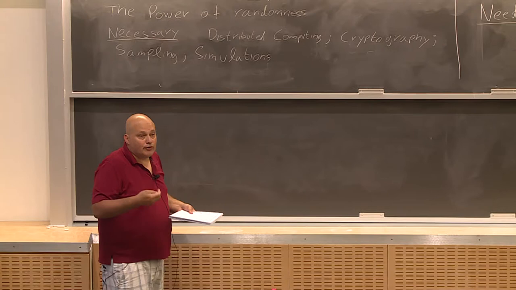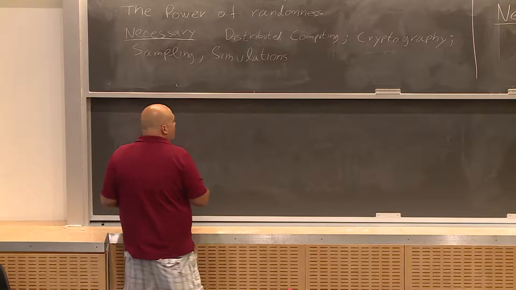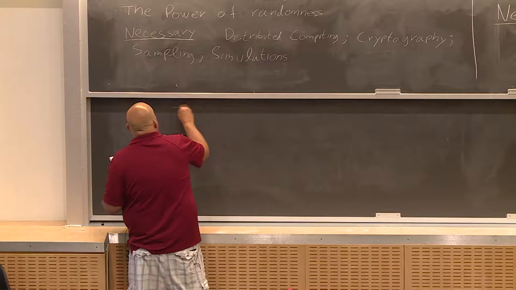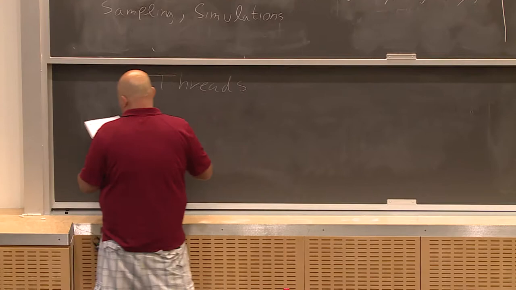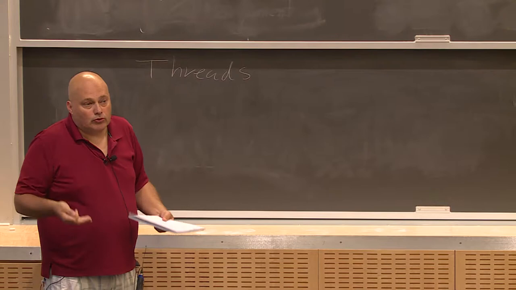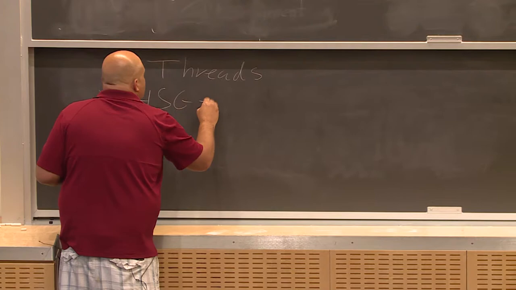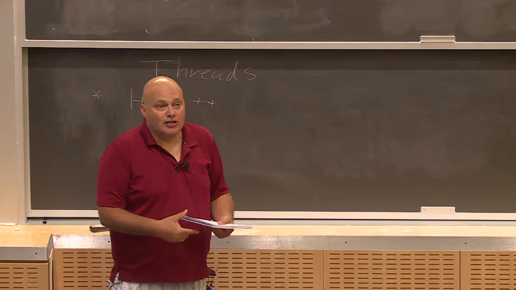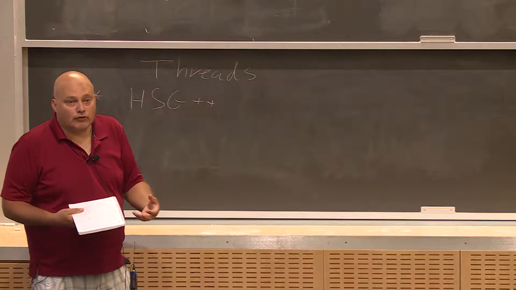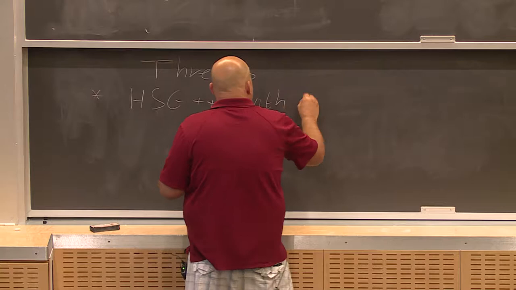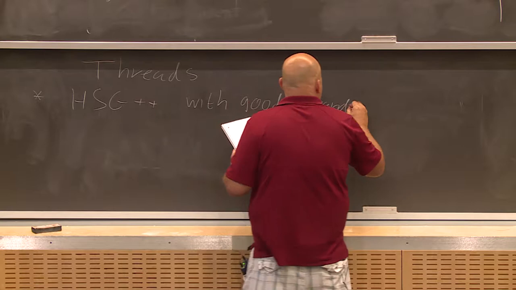So many frontiers. And today we're going to focus on three recent threads. In the first one, we're going to talk about hitting set generators. I'll explain what I mean, and actually even a bit more. I'll call it hitting set generators plus plus, where the dependence on the error parameter, how close you want to fool the object of computation, is good, with good dependence on error.